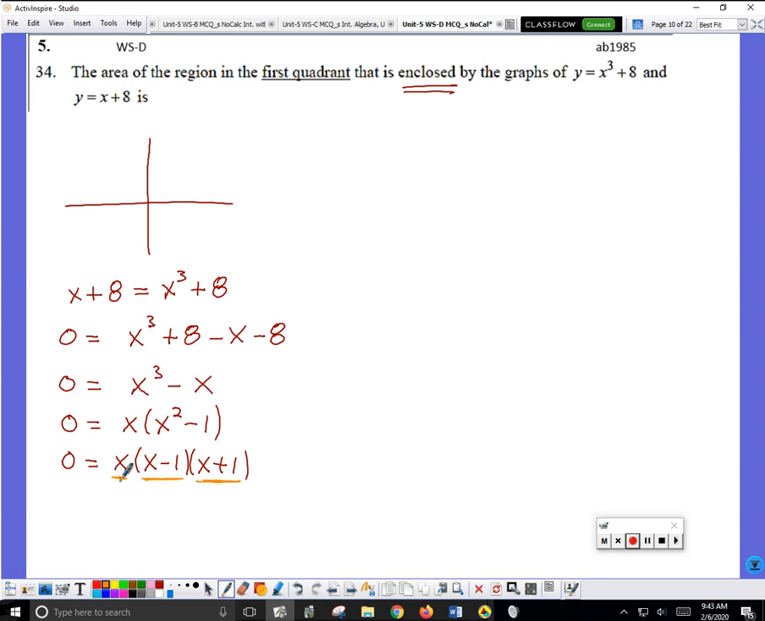So here, if x equals 0, this would be -1, this would be +1, but who cares? 0 times whatever will be 0. So one solution is x equals 0.